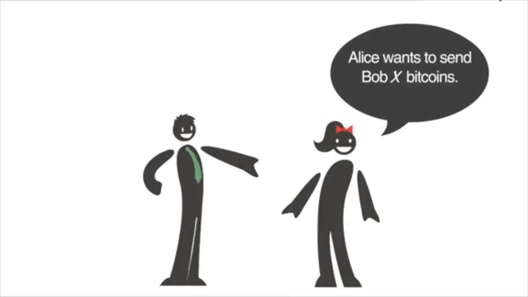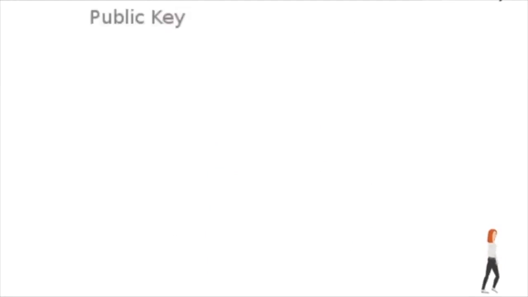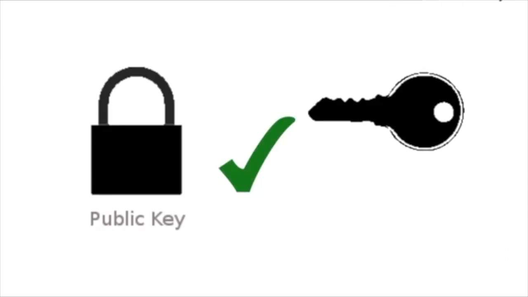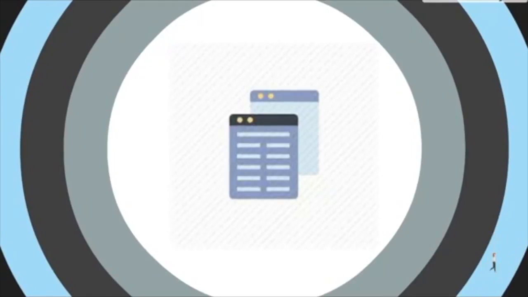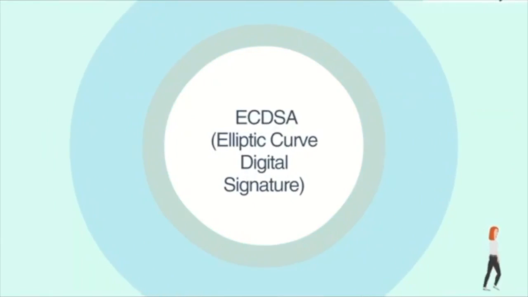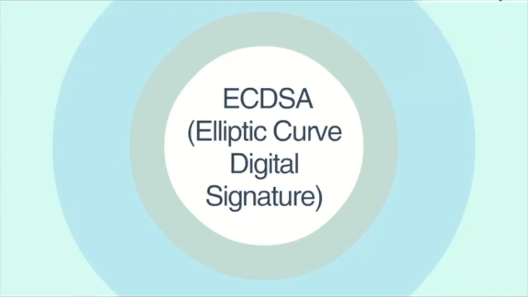When Alice sends this message to the network, everyone else in the network will be able to use Alice's public key to check if Alice's signature attached to the message is valid. If it is, everyone will add Alice's transaction to their blockchain. In other words, the public key is able to check if a transaction was signed by the private key. This works because of the ECDSA, a cryptographic algorithm that makes sure funds can only be sent by their owners.